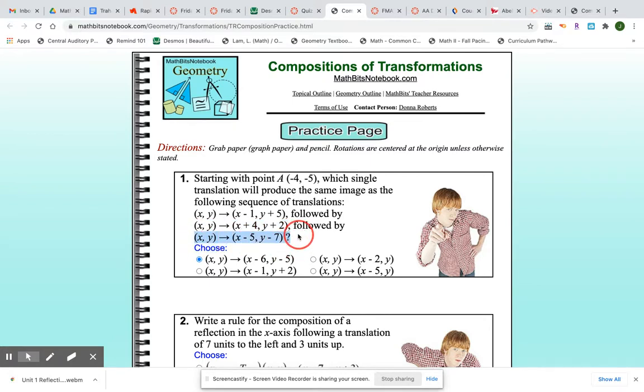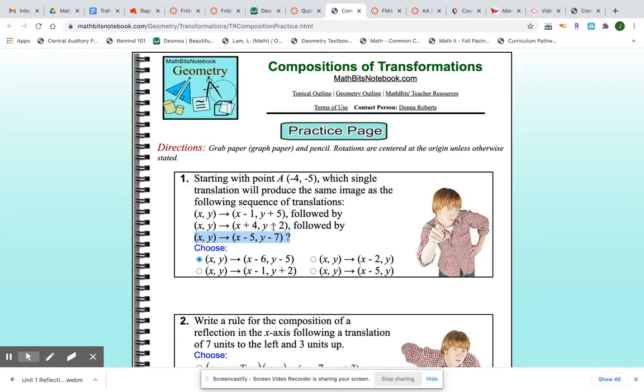So 3 things, okay? Then it's asking you here, instead of doing all 3 of those things, you could have just done one of these translations. Which one was it? That's what the question says. So for example, here it says, hey, I'm going to subtract a 1. So that would be -4 minus 1 is -5. Adding a 5 here would give me a 0. So that's -5, 0 is my A prime.